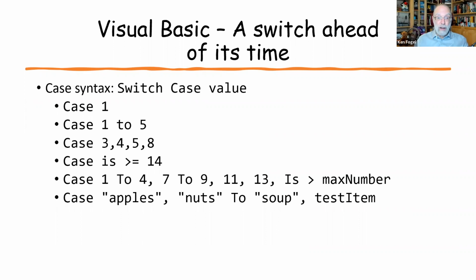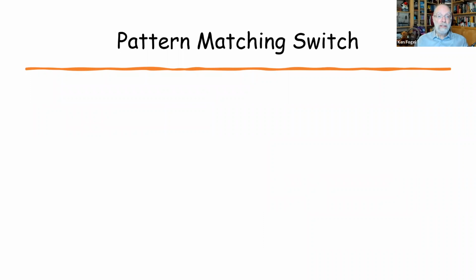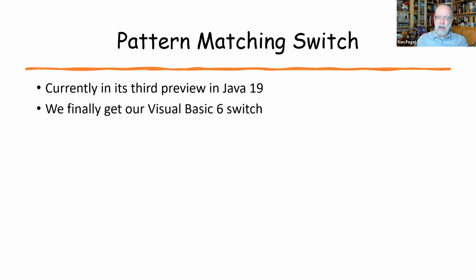Well, if you haven't read about it, guess what? We get one too in Java finally. Now, currently, it is just in preview. What we're going to look at is the syntax for Java 19, which I don't think has gone live yet. I'm hoping it will go from preview to final for Java 20. So let's take a look at this pattern matching switch. Well, currently at 19, finally get my Visual Basic 6 switch.